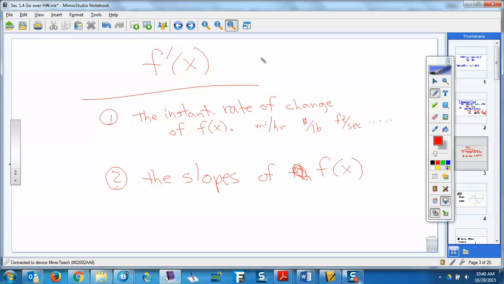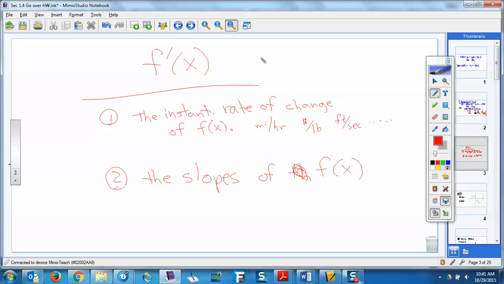And then this, of course, is the main idea from yesterday, which is this idea of f prime of x, the derivative function. It is its own function, and you can think of it one of two ways: the instantaneous rate of change of the function f, or the slopes of f. That is the derivative.